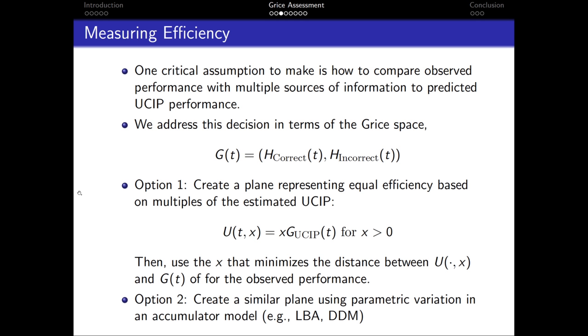An alternative approach would be to create a similar surface, not necessarily a plane, but a surface in that Grice space using parametric variation in an accumulator model. For example, looking at the full range of potential drift rates in an LBA model or drift diffusion model.